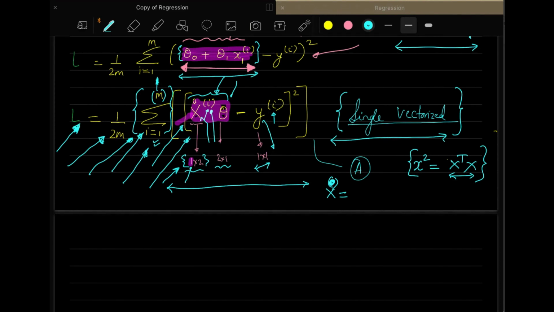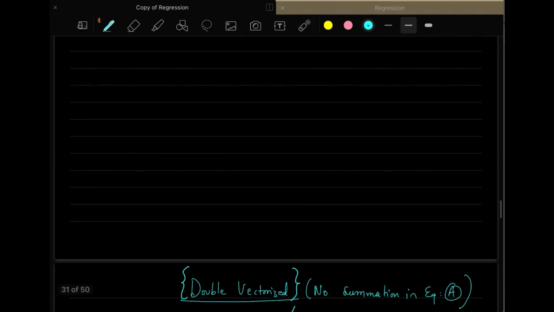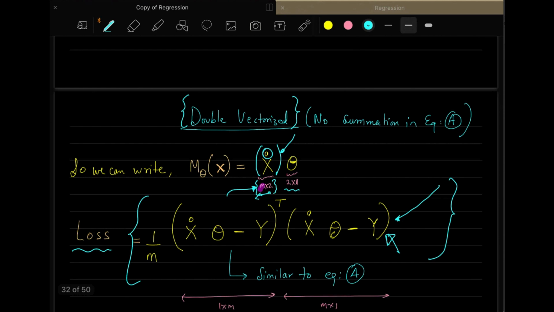But now we are combining all the rows of the matrix at the same time to calculate the answer. So if you see this, you will have m cross 1 answers. Like you will have theta 0 plus theta 1 x1, then theta 0 plus theta 1 x2, and you will continue like this.